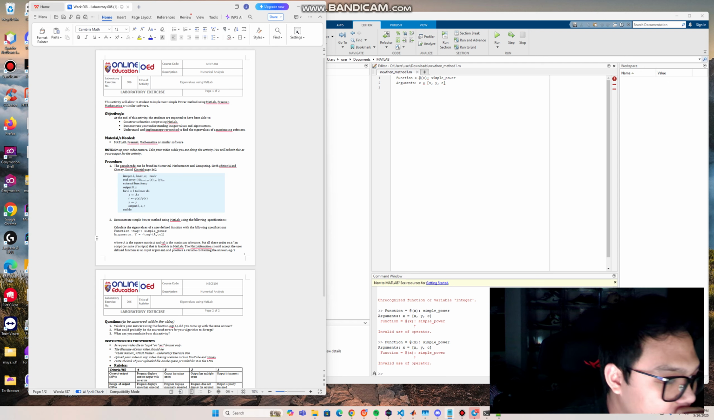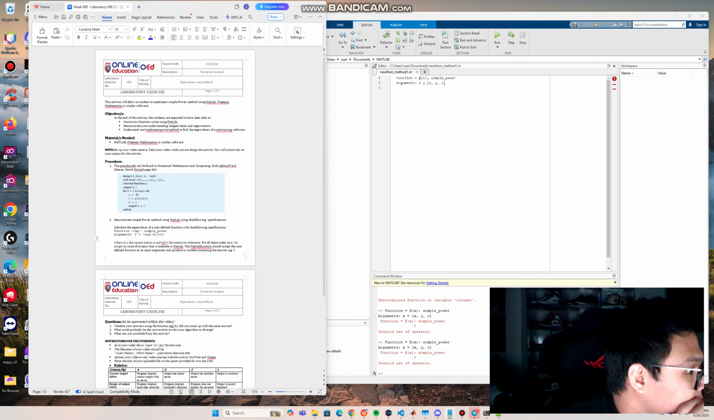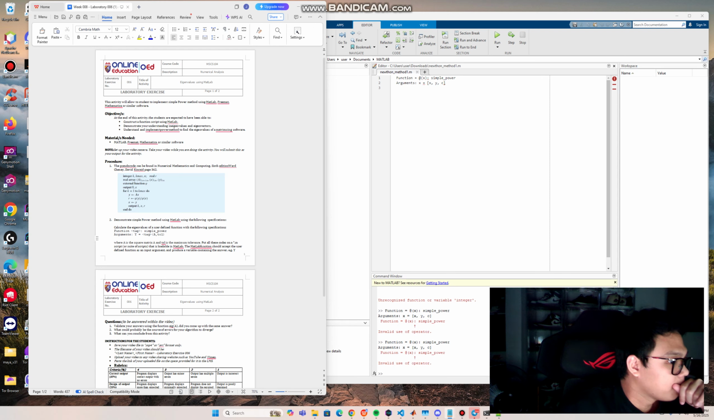So the provided instructions ask the user to implement the simple power method using MATLAB. So define a user-defined simple power function that takes arguments, where A is the square matrix and tolerance is the maximum tolerance. So the MATLAB function should accept the user-defined simple power function as an input argument and produce a variable containing the answer, the dominant eigenvalue or an eigenvector.